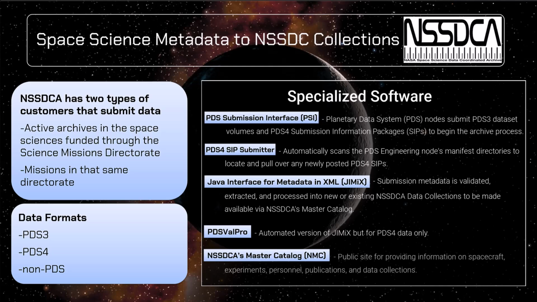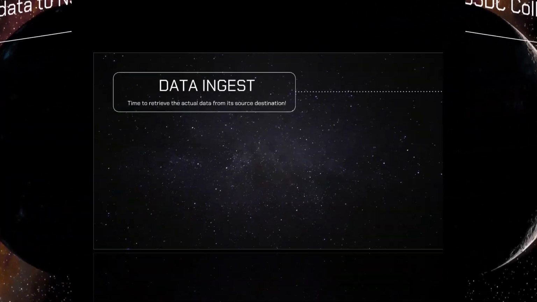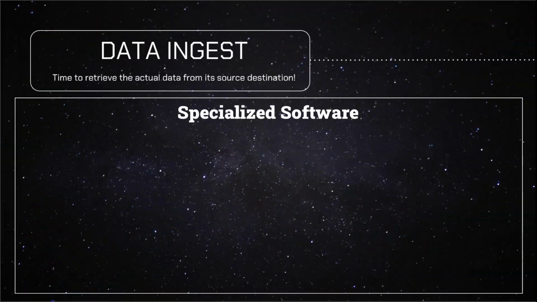NSSDCA's Master Catalog, NMC, is a public-facing site wherein users can query information we have stored in our NSSDCA Information Management System, or NIMS. This includes information on spacecraft, experiments, associated personnel, relevant publications, and all data collections created from archival submission metadata. Once our NSSDCA data collections have been created or updated using the archival submission metadata, it is time for the ingest process to begin.